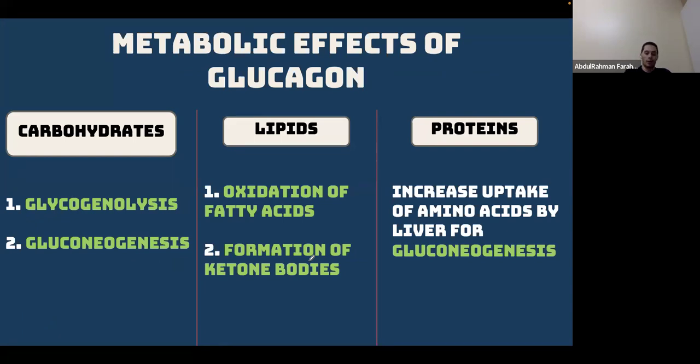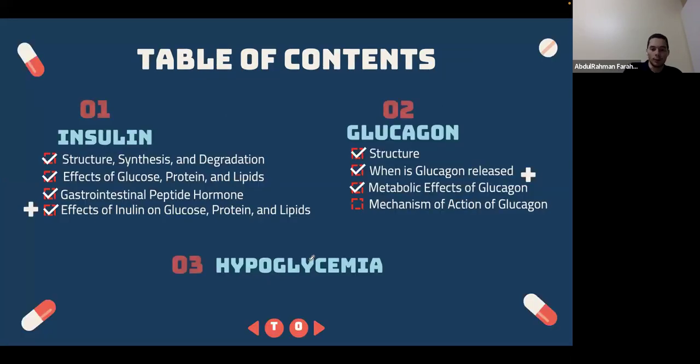Now, for the lipids, as you said, it's going to break down lipids into free fatty acids, and there will be formation of ketone bodies. For proteins, there will be increased uptake of amino acids, and if you know from another lecture about protein synthesis, certain amino acids are gluconeogenic, and so what that means is that they could enter into the Krebs cycle and essentially go back all the way and help gluconeogenesis. But that's the whole purpose of increasing uptake of these amino acids.